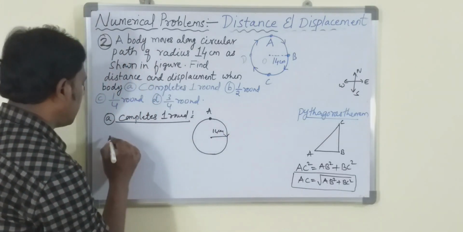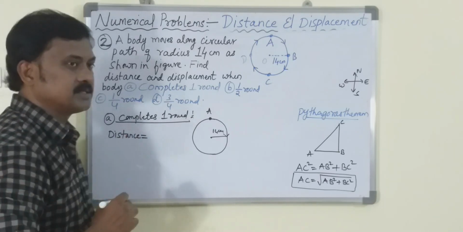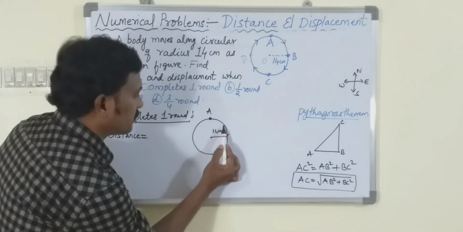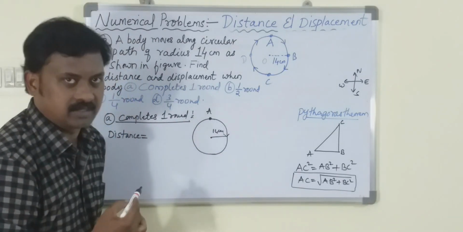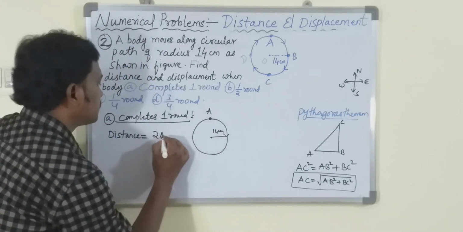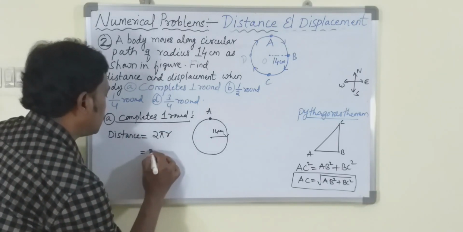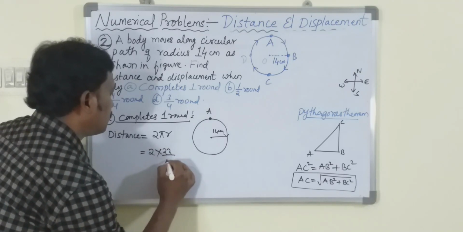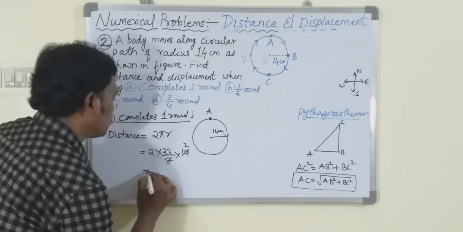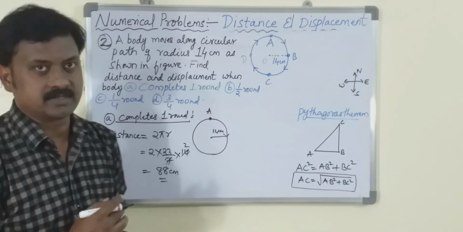Now let us see what is the distance. The distance is the length of the path traveled by the body. Now here, the length of the path is the circumference of the circle. So what is the circumference of the circle? 2 pi r. The formula, you have to remember this. So 2 into 22 by 7 into, what is radius? 14. So it's 88 centimeters. So this will be the distance.